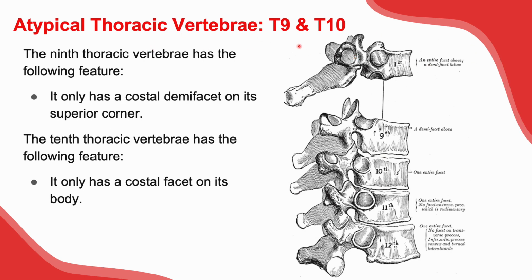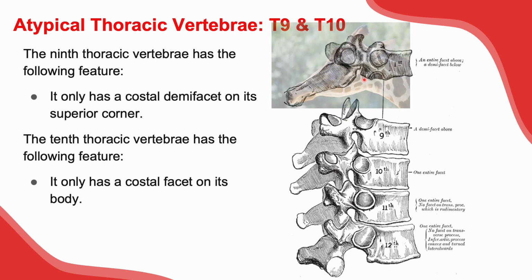The atypical thoracic vertebrae T9 and T10 have the following features. Regarding T9, it only has a costal demifacet on its superior corner, as we see right here, while the 10th thoracic vertebra has one full costal facet on its body. So the 9th thoracic vertebra only has a demifacet, while the 10th has a full costal facet. And just for you guys to remember, the thoracic vertebra looks like a giraffe.